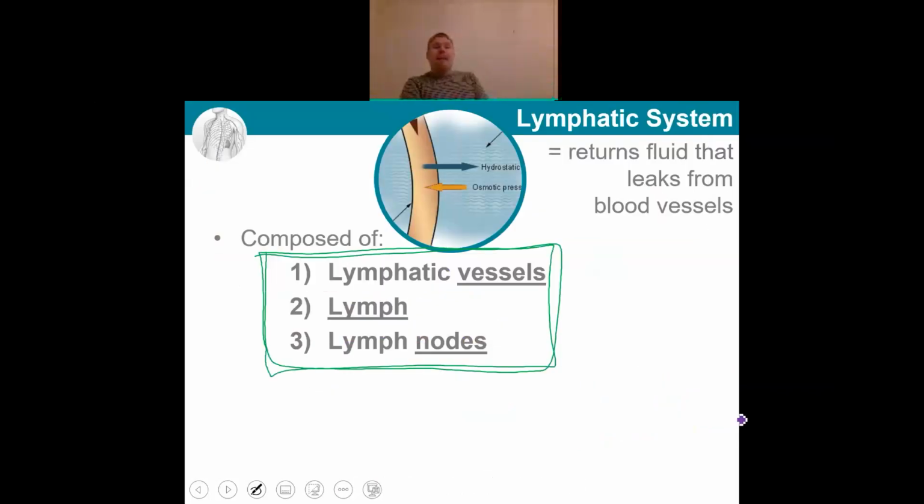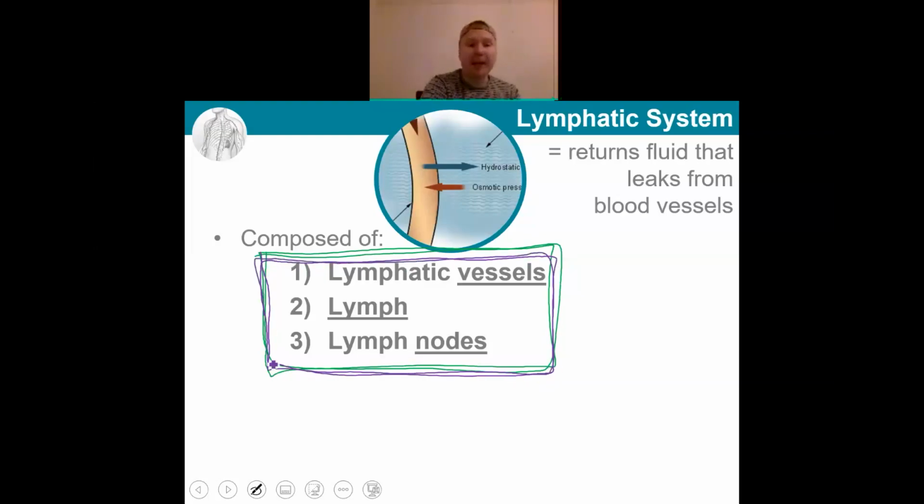Well, this slide is kind of giving us an outline of everything that we cover in the chapter of the lymphatic system, what we need to know about the lymphatic system. So we start with the lymphatic vessels. So just like we had blood vessels, we have lymphatic vessels, and we're going to go through these vessels quickly.